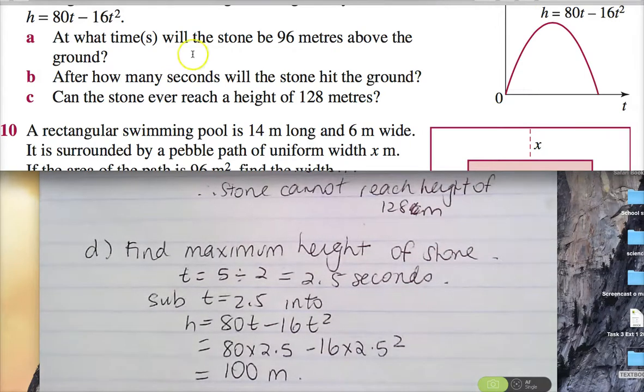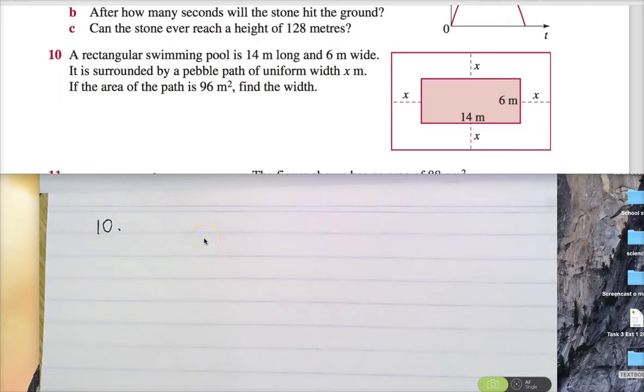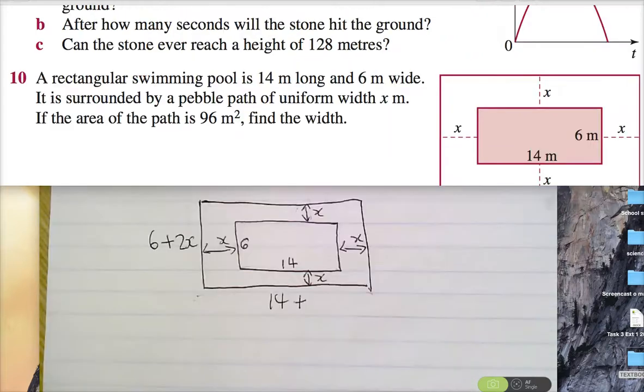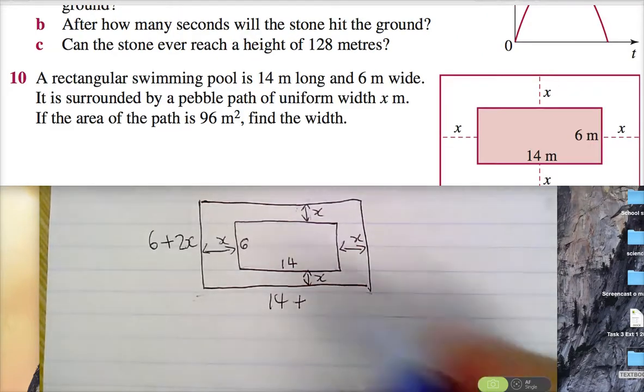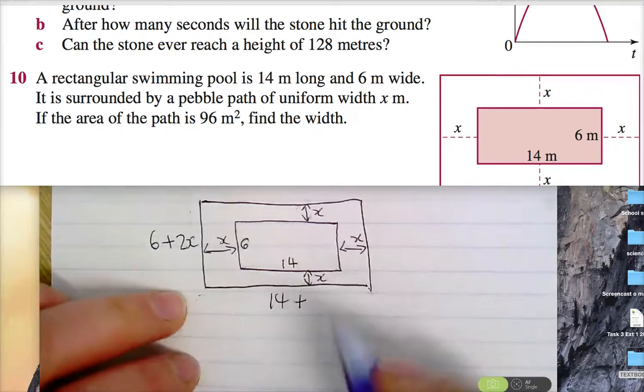Now, a rectangular swimming pool is 14 metres long and 6 metres wide. It is surrounded by a pebble path of uniform width x metres. If the area of the path, now that's the white bit, is 96 square metres, find the width of the path. Now, I want you to draw that into your book. Good idea to copy this into your books and write the dimensions of the larger rectangle.